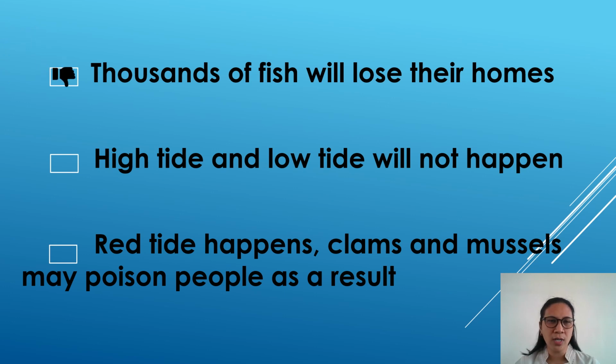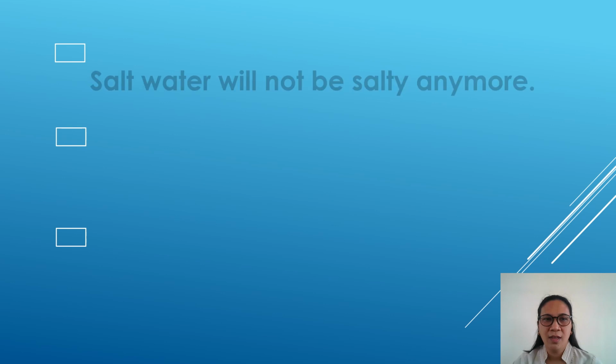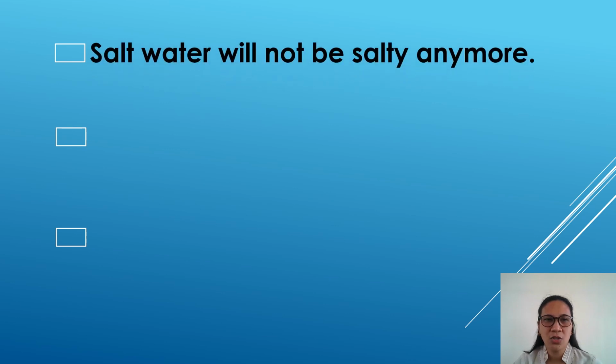Okay, so for the first question, that is a thumbs down. Thousands of fish will lose their homes. Okay, and the third question, red tide happens, clams and mussels may poison people as a result. And for our next question, salt water will not be salty anymore. Thumbs down. Okay, no answer.